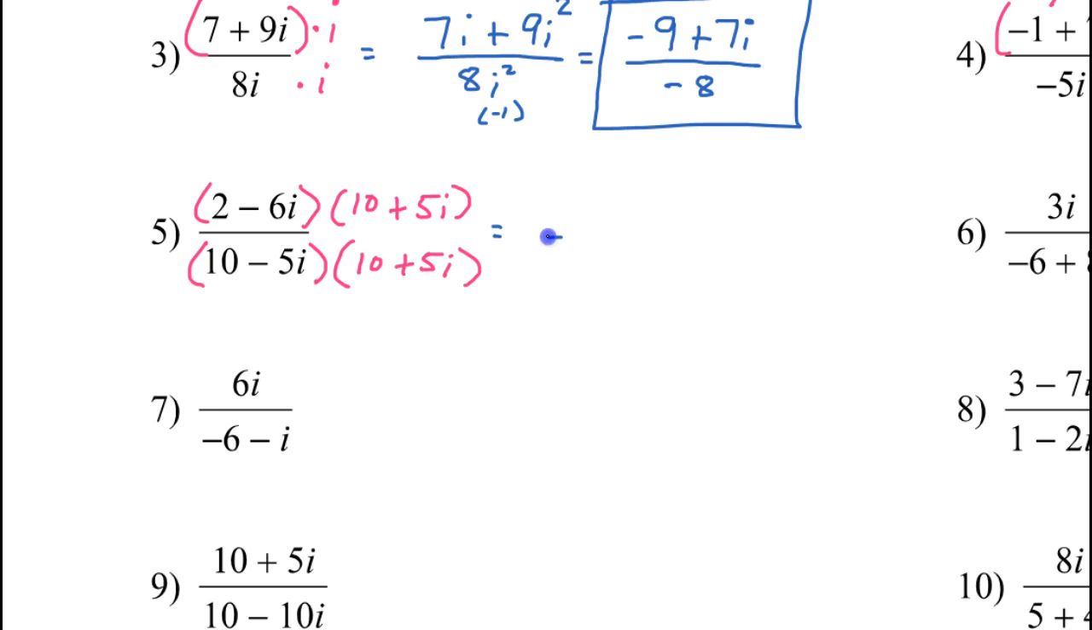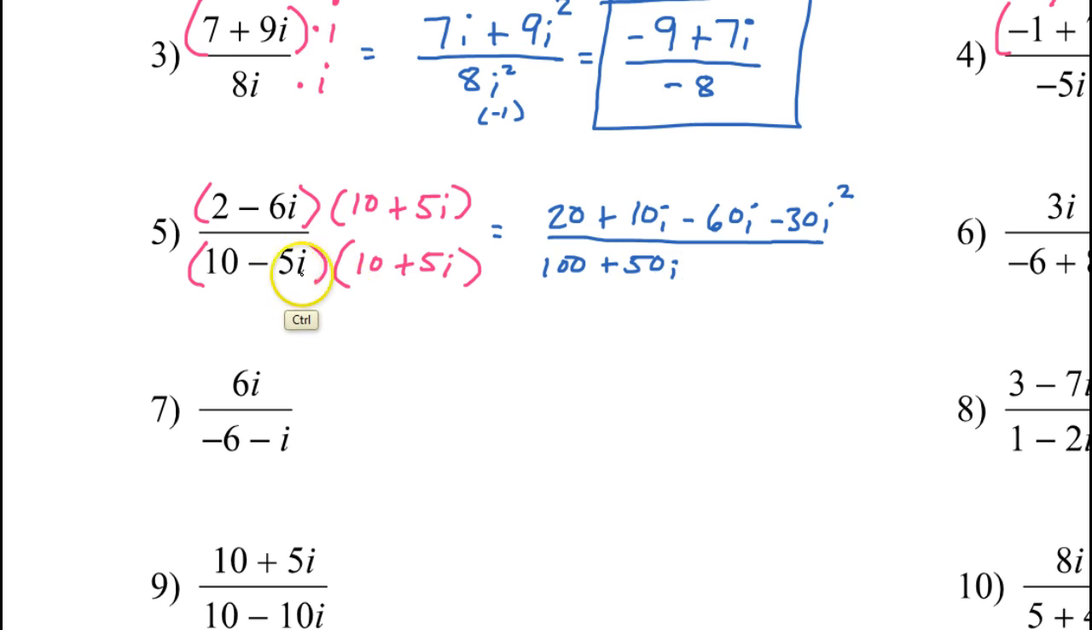So in the numerator and the denominator, we are doing a double distributive property. So 2 times 10 is 20, and 2 times 5i is 10i. Now negative 6i times 10 is negative 60i. Negative 6i times 5i is negative 30i squared. So meanwhile in the denominator, I'm going to have 100 and then 50i, and then now I'm distributing the negative 5i, so that'll be minus 50i, and then negative 5i times 5i is negative 25i squared.